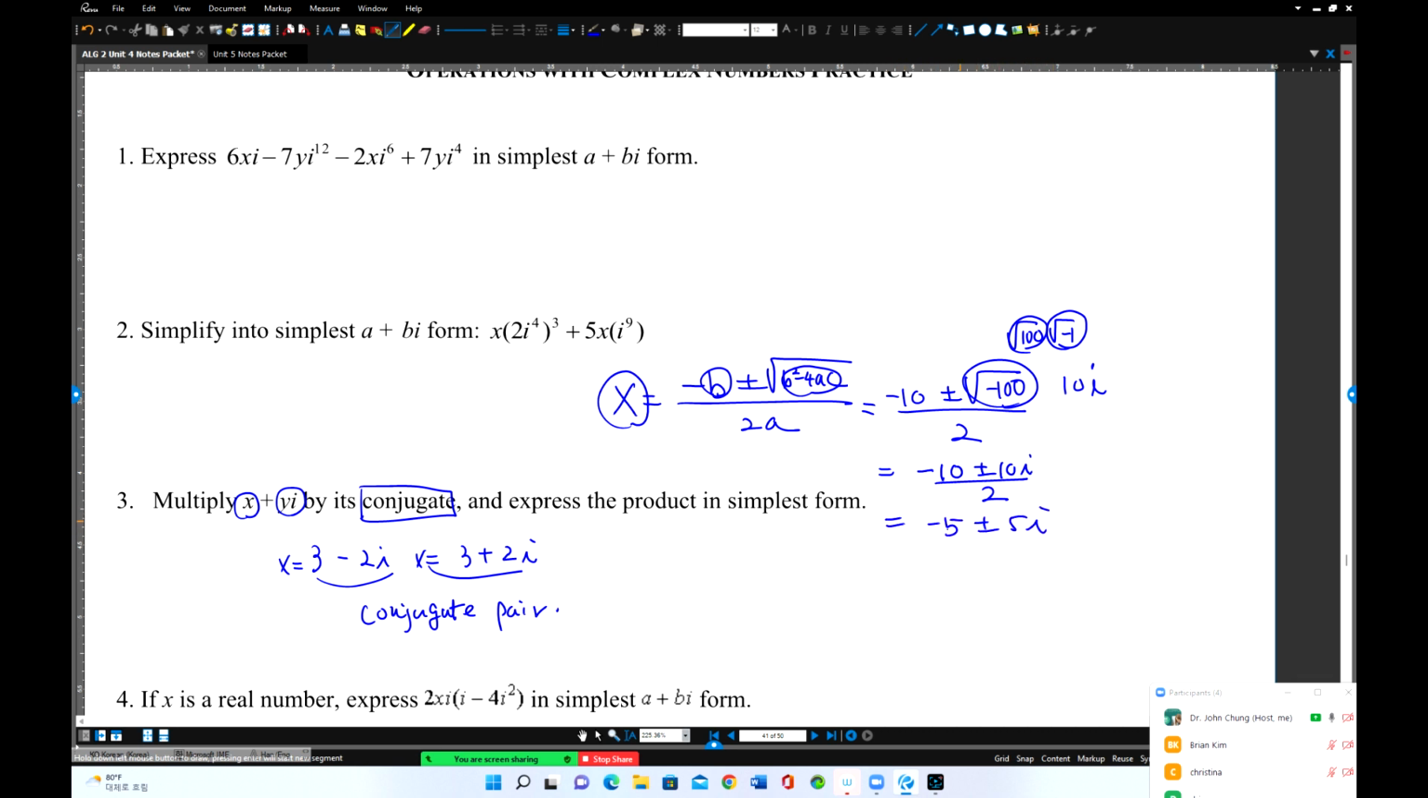Always the roots are in pairs. This root is negative 5 plus 5i. The other root should be negative 5 minus 5i. We call these conjugate pairs. So complex roots always come in conjugate pairs.